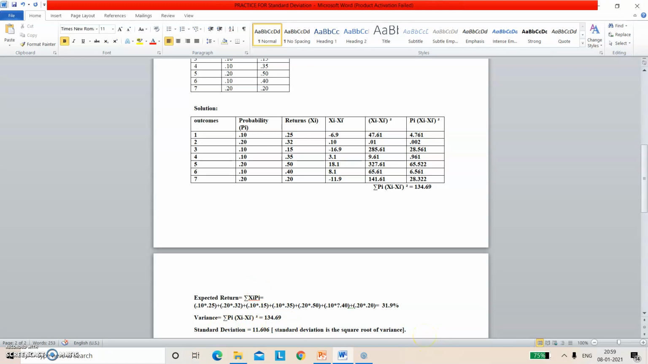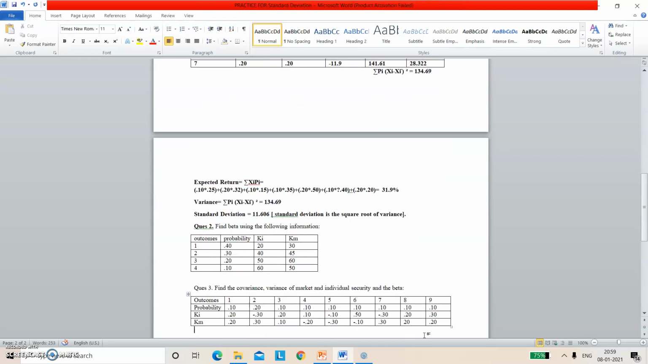So I hope this topic is clear to you. There are two more questions which you can do for practice. Please avoid the beta in this case. In question number two, there are two outcomes, two securities. The probability is the same for company 1 and for company 2. So you can find the standard deviations for the two companies, and the same in the case of question number 3. Please avoid the beta part, which we are going to cover in the next video.